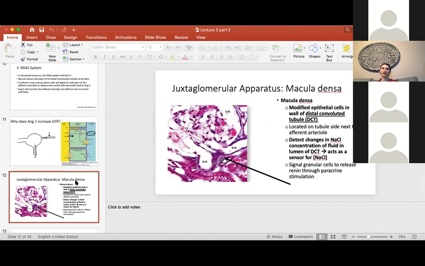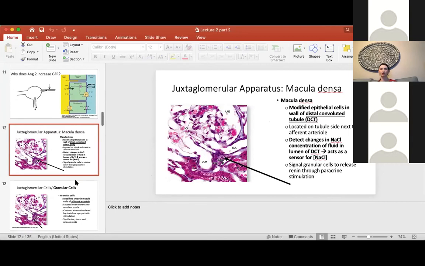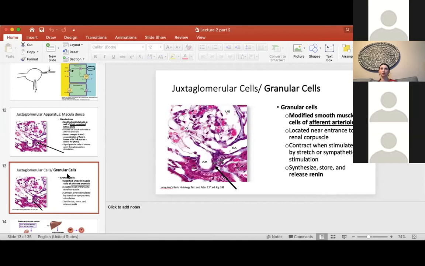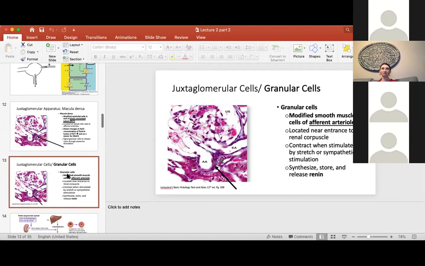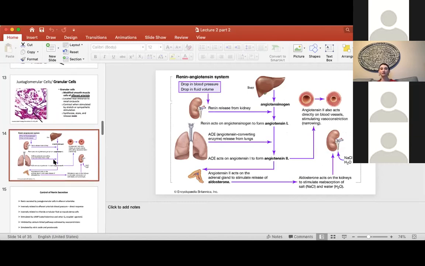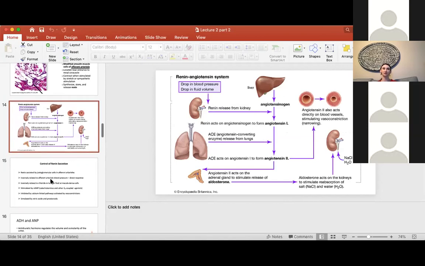And here's just our macula densa cells, to remember some histology, and our JG cells. A granular cell is a modified smooth muscle cell of the afferent arteriole, and it releases renin. I don't think that's too important. Angiotensin converting enzyme is made in the lungs. They may ask some weirdo question like that, so that's just something that you might take note of, just so you know.